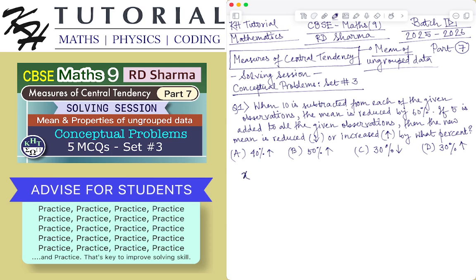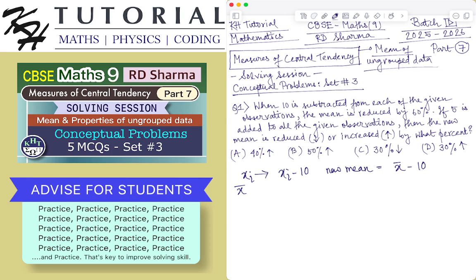when an observation xi is changed by subtracting, let's say, some number, in this case 10, from the number, then when 10 is subtracted from each of the given observations, the new mean will be, if the original mean was x bar, the new mean will be equal to x bar minus 10. That means the original mean was x bar and the new mean is x bar minus 10.